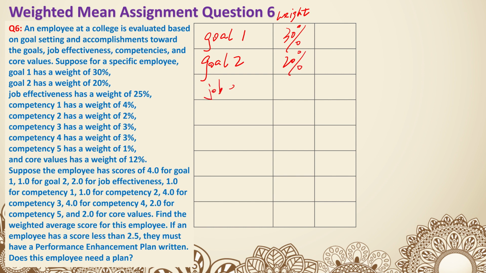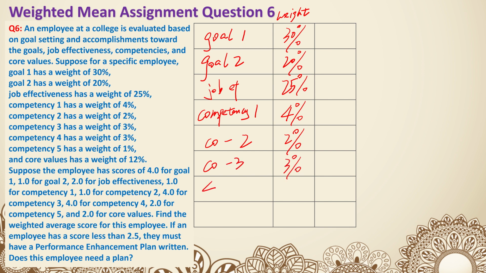Job effectiveness is 25%. Then competency 1 is 4%, 2 is 2%, 3 is 3%, 4 is 3%, and 5 is 1%. I forgot another row, so core value is 12%. And if you keep reading, you have all of these percentages, and if you're curious, you could actually add them all up. You will see they should add up to 100%.